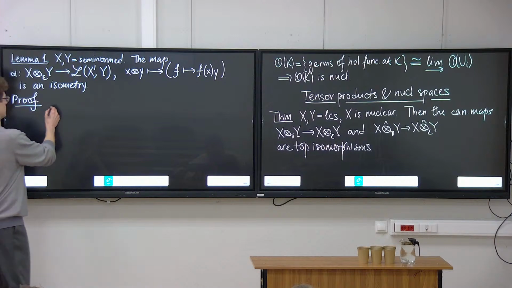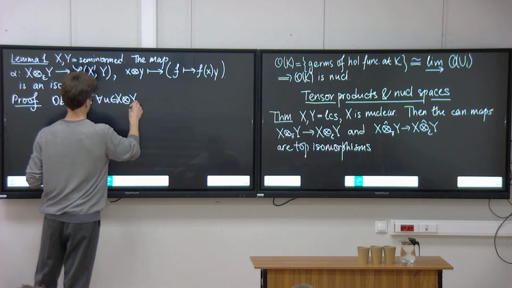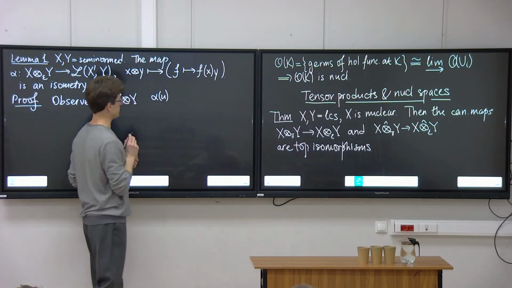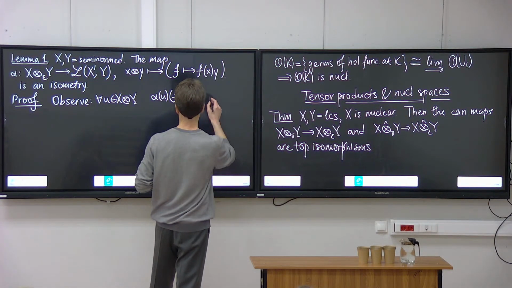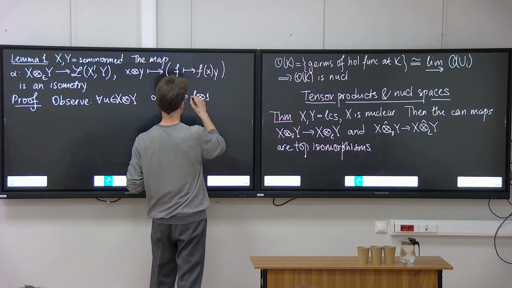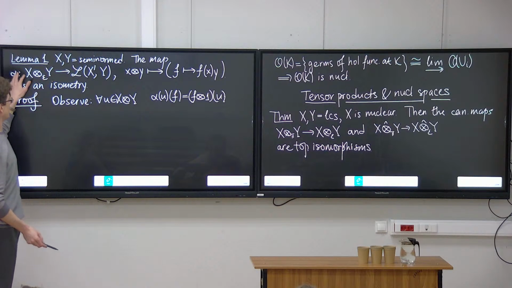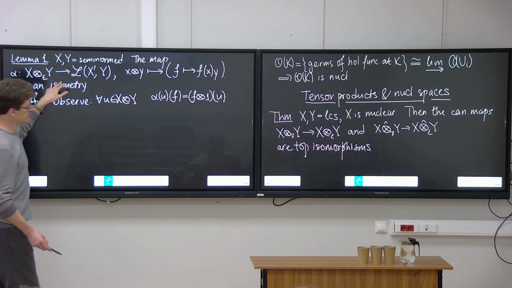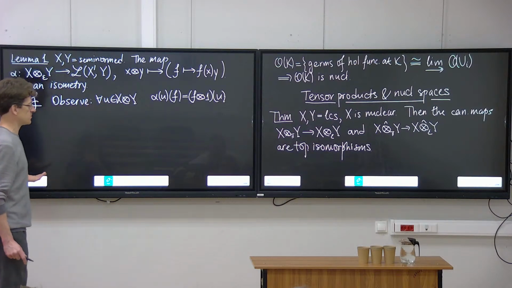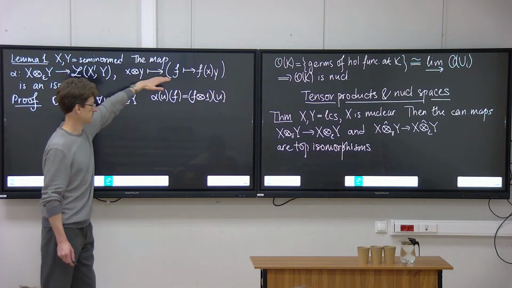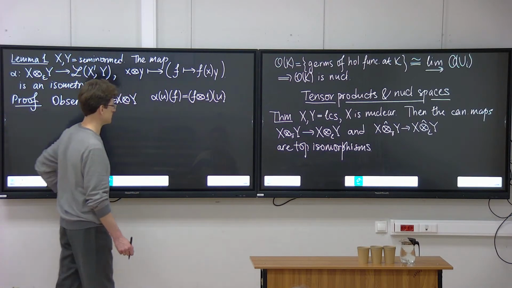To prove this result, let's first observe that if we take any element u in the tensor product, then alpha of u is given by an explicit formula. Alpha of u takes every functional f to the following element: f tensor 1 applied to u. So u sits in X tensor Y, f tensor 1 takes this space to Y, and so alpha of u of f indeed sits in Y. Is it true? This is true for the obvious reason that it is true on elementary tensors by construction, and every element in the tensor product is a finite sum of elementary tensors. So by linearity, this is true for every u.